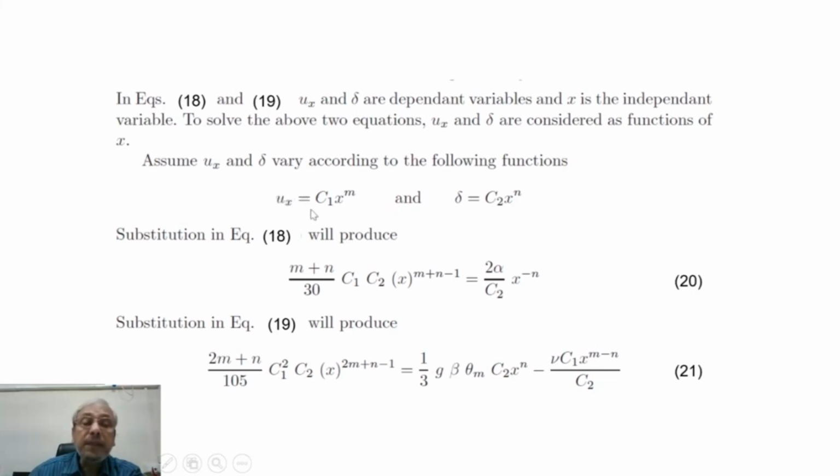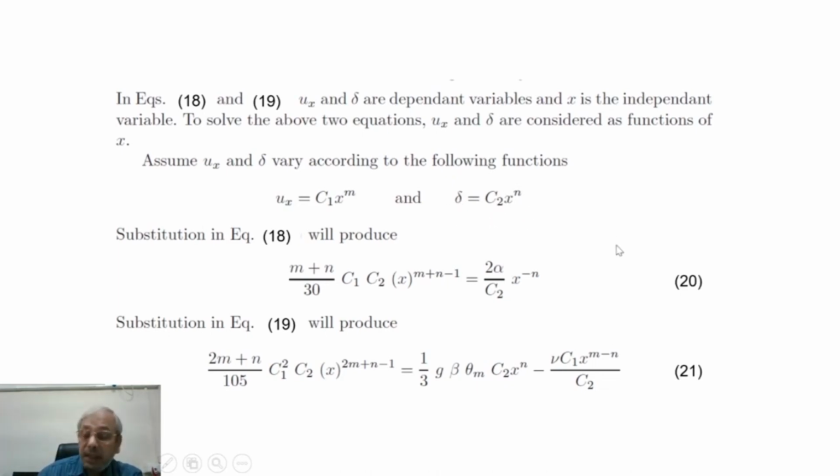We take u(x) equal to c1 x to the power m. m is not known, c1 is not known. We take a very general form of variation, u(x) equal to c1 x to the power m and delta equal to c2 x to the power n. c2 is not known, n is not known. This is also a general form of variation.